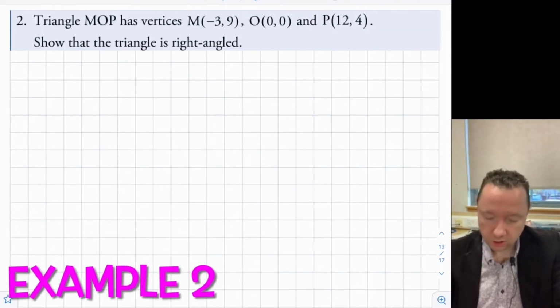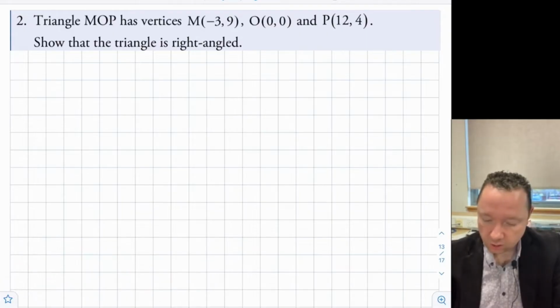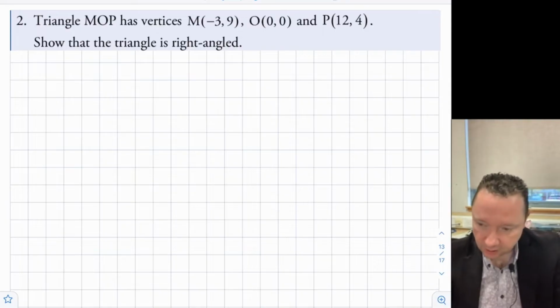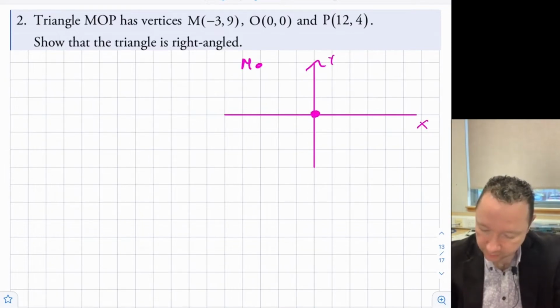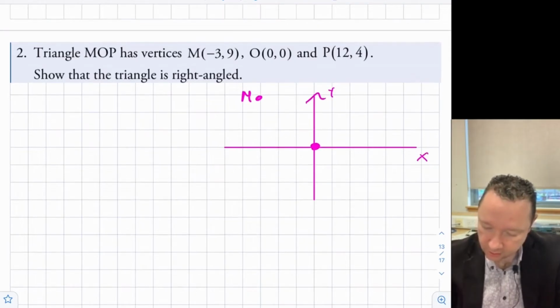Okay, question 2 says triangle MOP has vertices (-3, 9), (0, 0), and (12, 4). Show that the triangle is right angled. So we could draw a kind of picture of this just as a rough sketch at the side. Nowhere near accurate, but (-3, 9) would be up here somewhere, so let's call that M. There's a (0, 0). And 12 along and up 4, maybe somewhere around about here. So there's your O and there's your P.